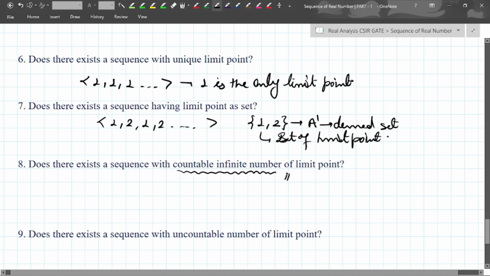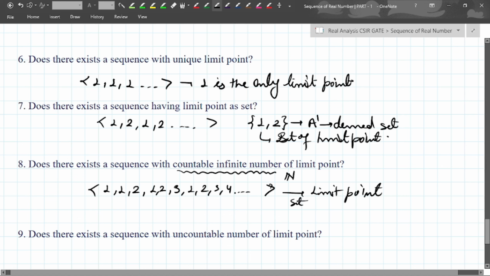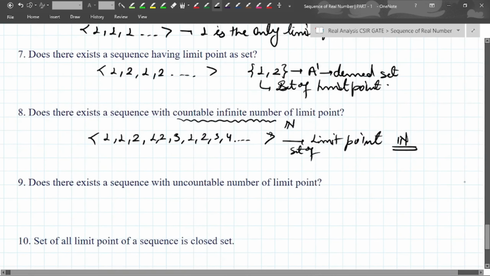That is the natural numbers. We have a sequence like this: 1, 1, 2, 1, 2, 3, 1, 2, 3, 4, and so on. Then the set of limit points is nothing but the natural numbers. 1, 2, 3, 4, all are limit points.